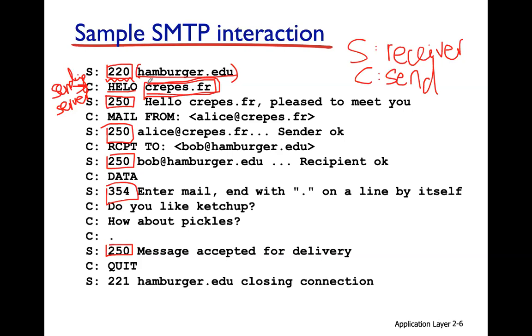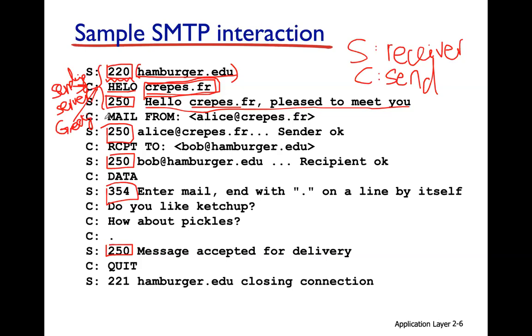Crepes.fr, so it's the sender server. And then the receiver server will say, okay, hello, and then pleased to meet you. So this is a kind of polite interaction. This is a handshaking and a greeting, right? Greeting each other, to say, okay, how are you? This one is the greeting.